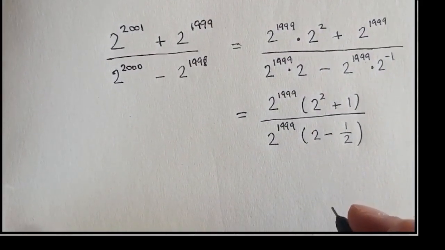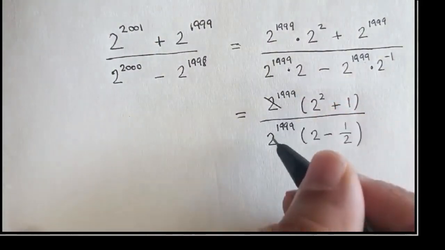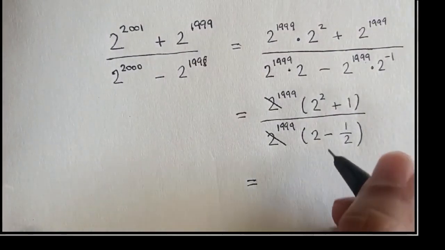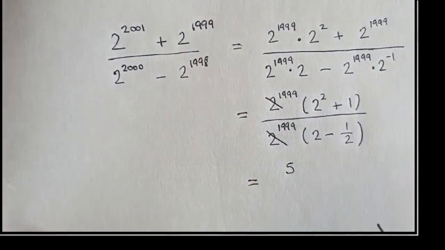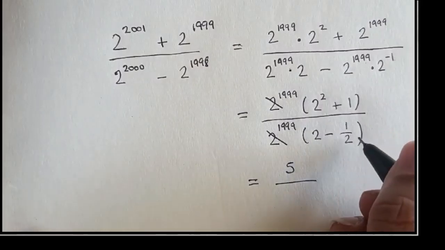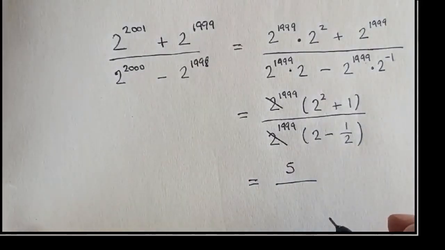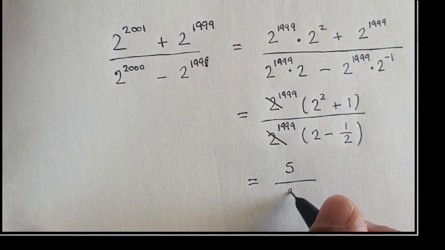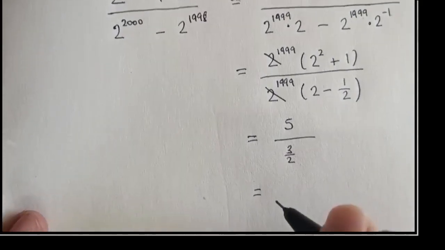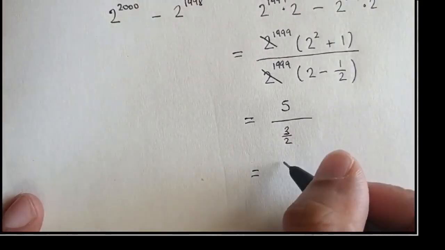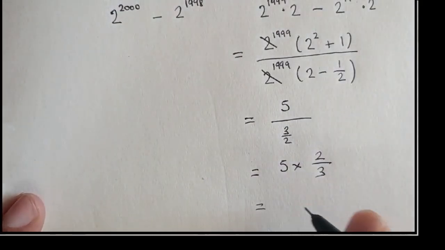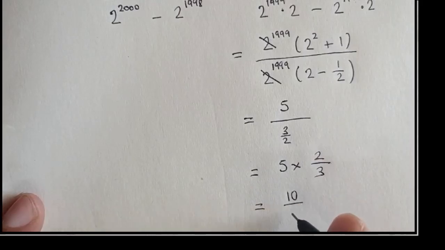So we move forward. The 2 to the power of 1999s cancel each other. What do we get? We get 5 on top: 2 squared 4 plus 1 is 5. Bottom we get 2 minus half. So what is 2 minus half? It is 3 by 2. Now bringing the 3 by 2 on top, this becomes 5 into 2 by 3, which gives us the final answer of 10 by 3.